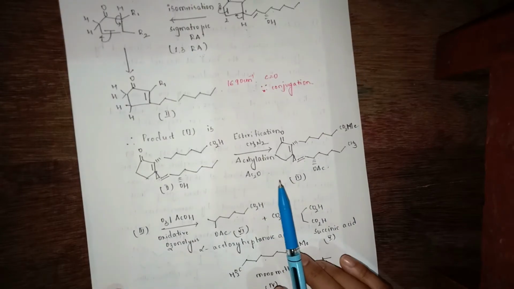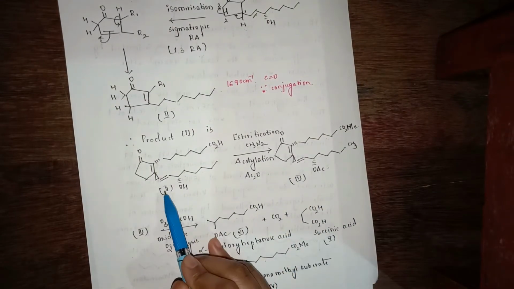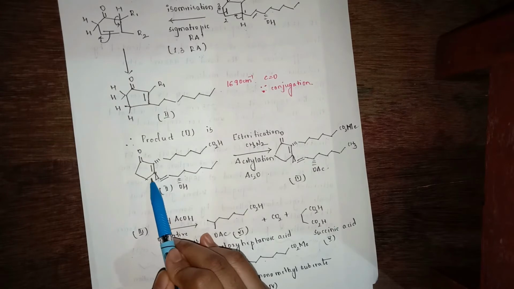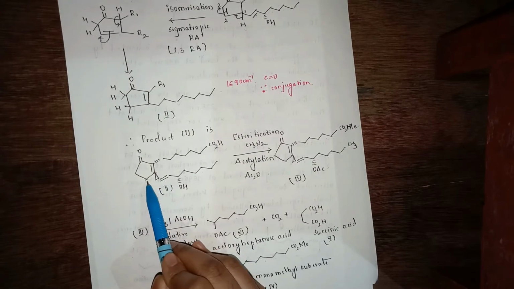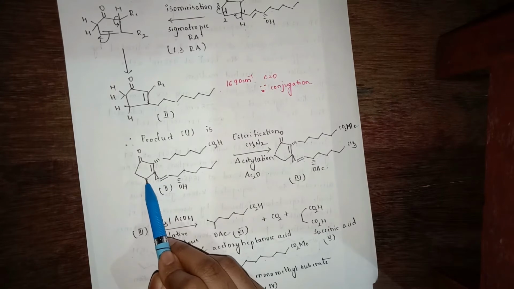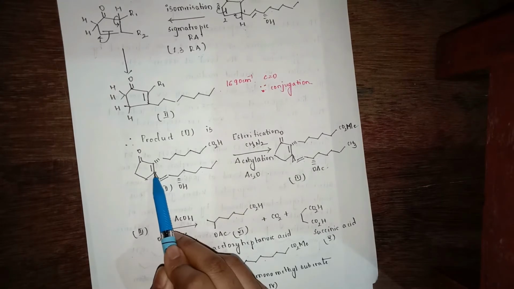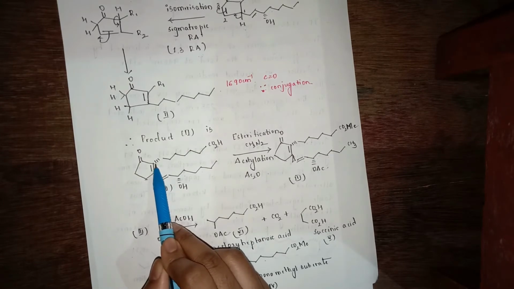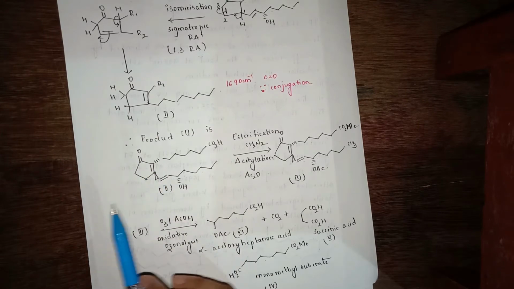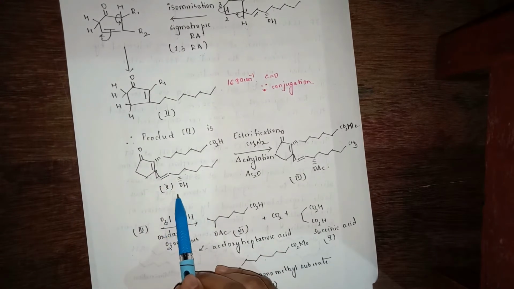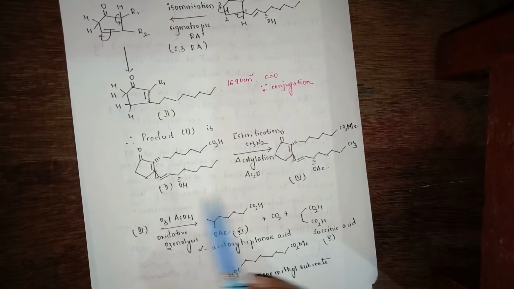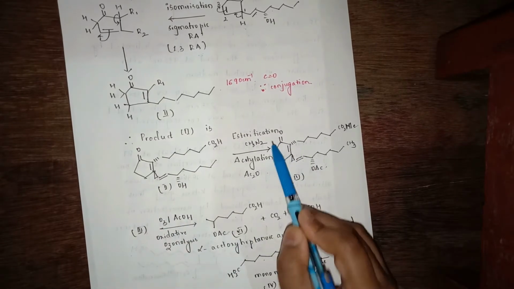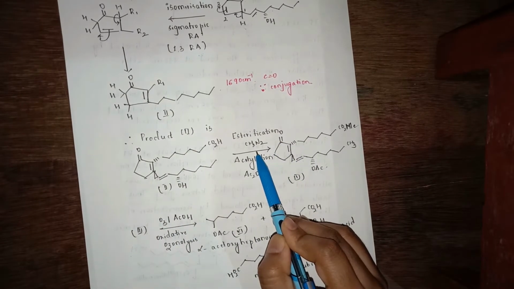So what is this product number 2? Product number 2 has a double bond system where, after the 11th position, there is a 12th position. At the 12th position there is a double bond which is shared between 12 and 8 respectively. This is in conjugation.